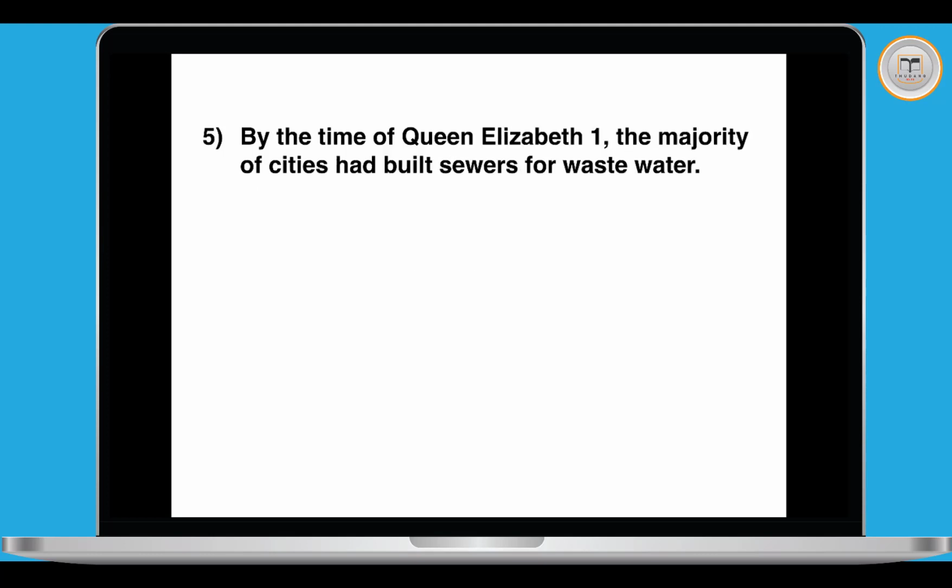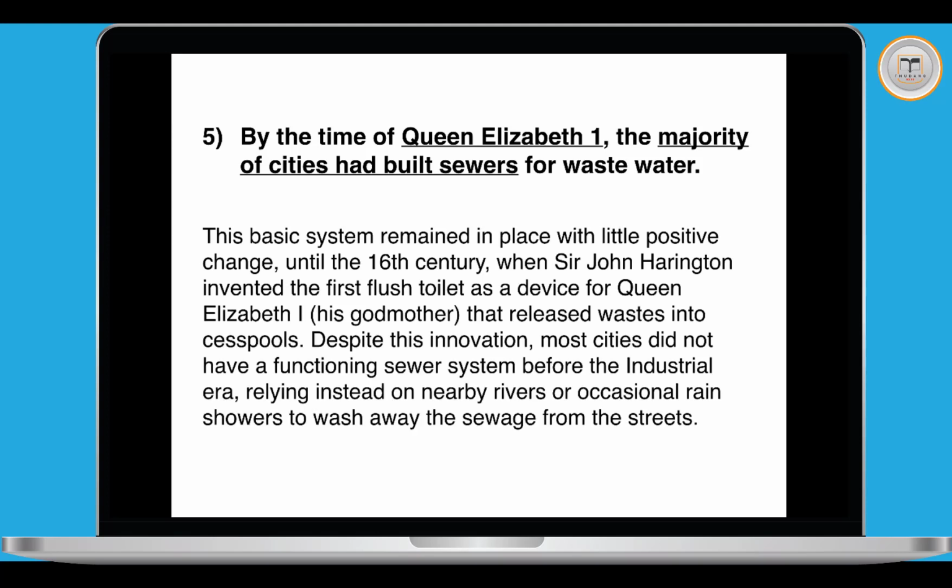Then we go on to number 5. By the time of Queen Elizabeth I, the majority of cities had built sewers for wastewater. So you'd look for the keywords Queen Elizabeth I, majority of cities had built sewers. And here's the part of the text where we find the answer. So we find Queen Elizabeth I there in the middle, and then we find the keywords that give us the answer. Most cities did not have a functioning sewer system. So the answer must be false because it's the opposite. Cities did not have a functioning sewer system at this time.